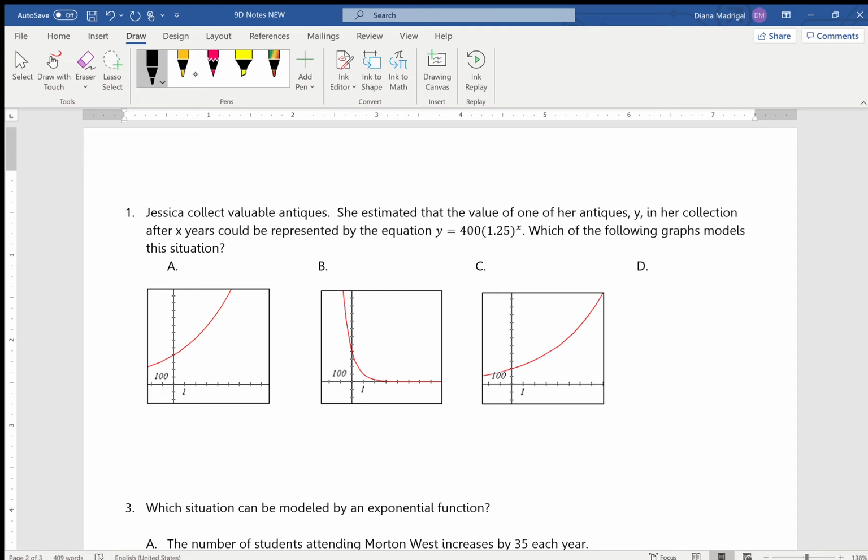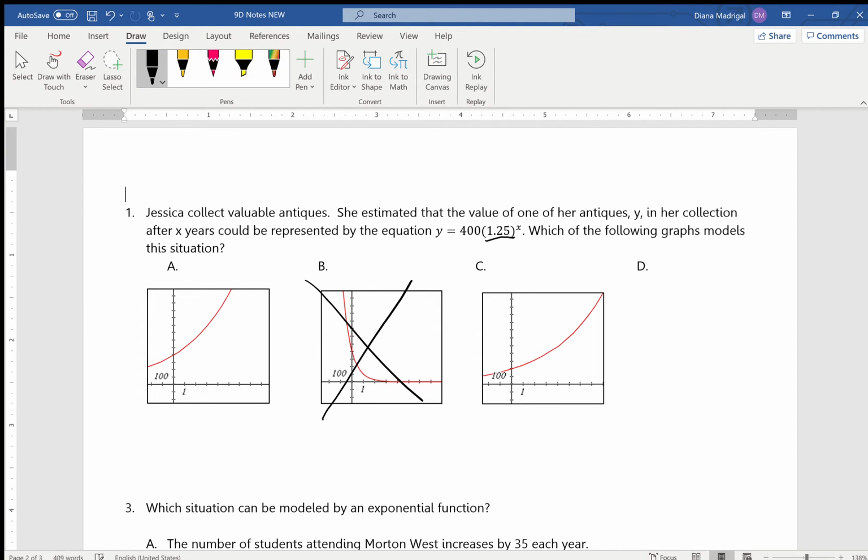Since we already know that when it's more than 1, it's a growth, okay? Less than 1 is a decay. Based on the 1.25, I know that my graph has to be going up. It's growing. It's more than 1, okay? So based on the three options that I have here, I know that option B is not going to be my answer.